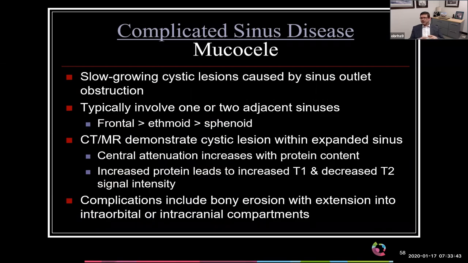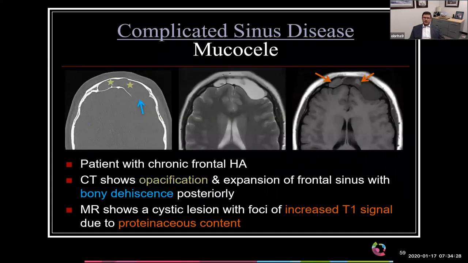The next one is a mucocele. So a mucocele is a slow-growing cystic lesion that's caused by chronic outlet obstruction of a sinus. Most often it involves just one sinus, but occasionally it can extend into an adjacent sinus. Most common sinus is frontal, followed by ethmoid, followed by sphenoid, and it's relatively uncommon in the maxillary sinus. Since this is a chronic process, you're going to see inspissated or proteinaceous secretions on both CT and MRI, and you can have areas of bony demineralization and dehiscence, so you can get extension into the orbits and intracranially. Now, oftentimes the extension is benign unless it's superinfected and you get a pyomucocele, and then at that point you could see significant inflammatory changes associated with it.